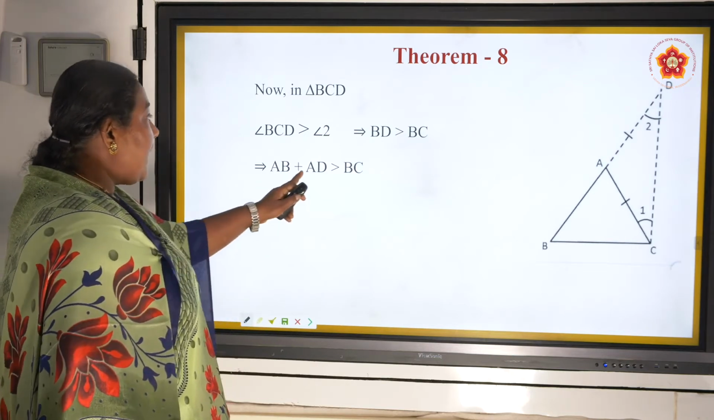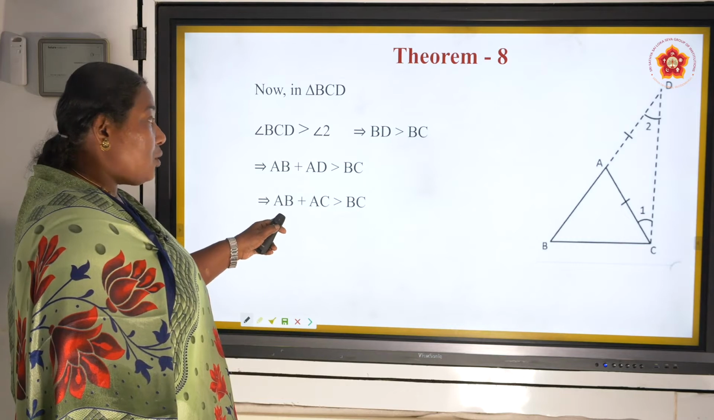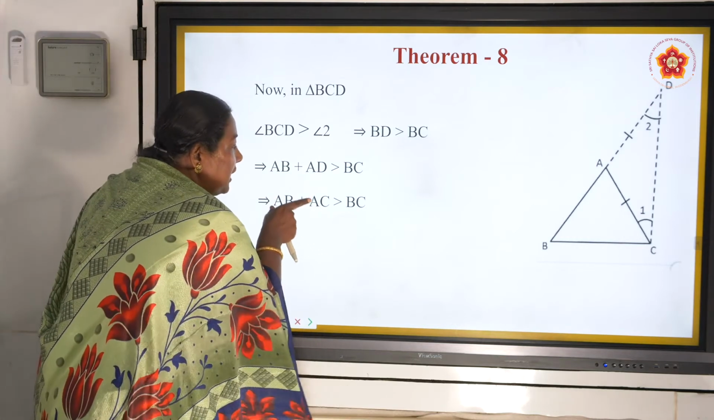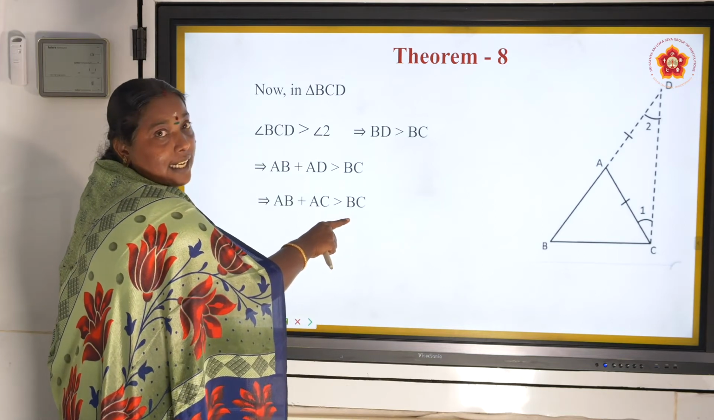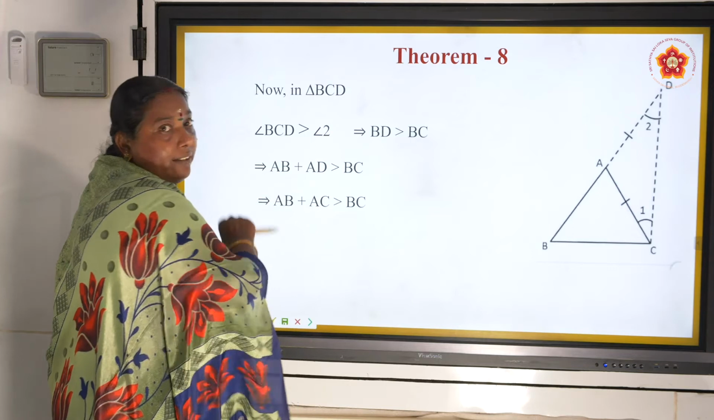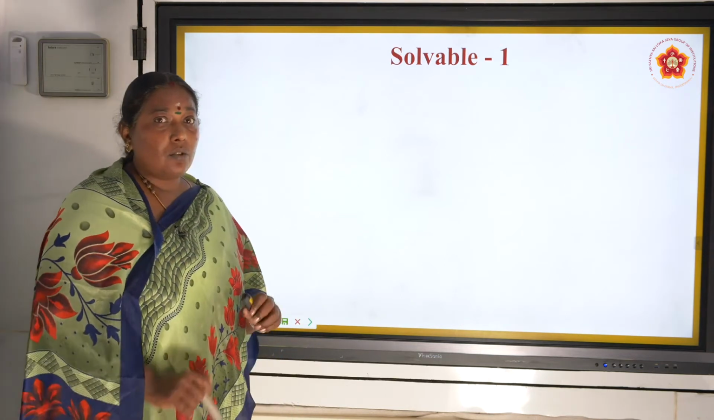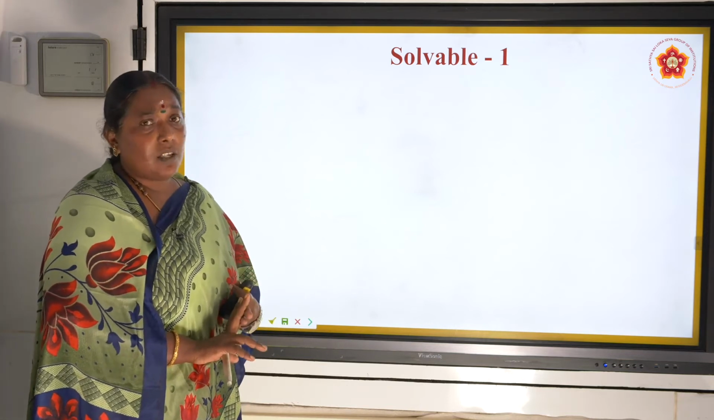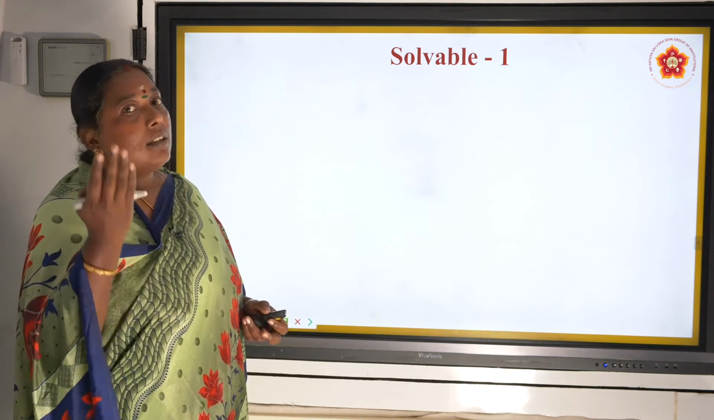See, AB plus AD, AD I can interchange as AC. So I have reached the position that the sum of the two sides of a triangle is greater than the third side. Okay, I think you understood all the theorems. Really, the theorems are very easy. Just concentrate on the figures, not on the words.